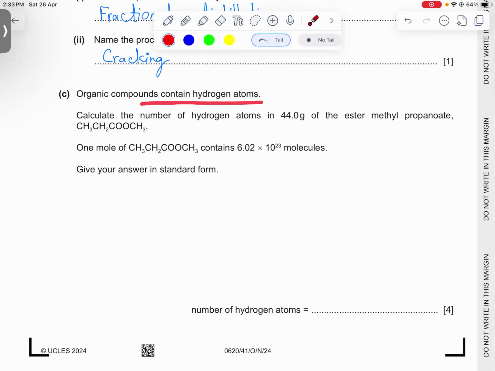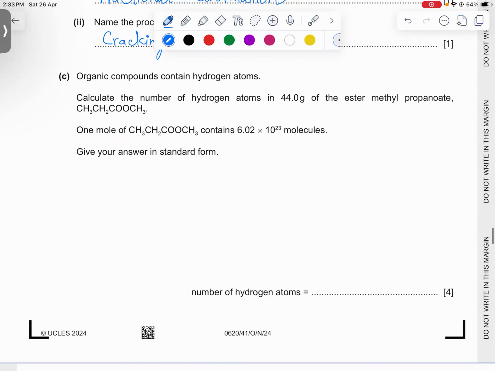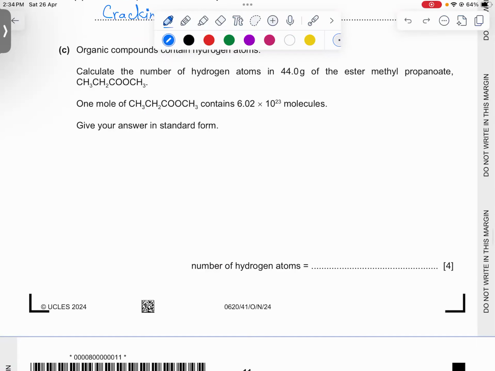Organic compounds contain hydrogen atoms. Calculate the number of hydrogen atoms in 44 grams of the ester methyl propanoate. 1 mole of CH3CH2COOH contains 6.02 × 10^23 molecules. That is actually a beautiful question, because it is a 4 mark question, but it is such an easy question. They have given us the mass. Why did they give us Avogadro's constant? How else could you have found it?